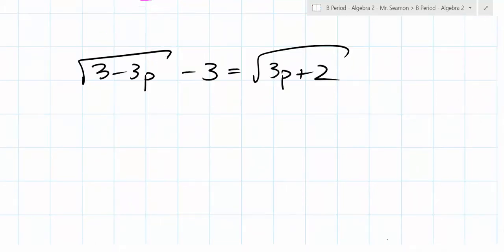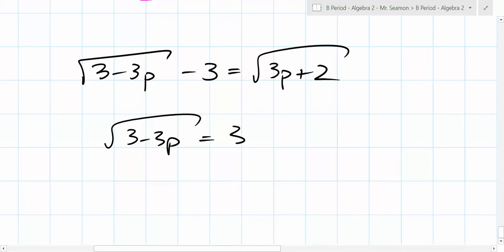This will be the last one we do. What do you do first? You could square. You could add 3. The only reason you'd put 3 on the other side would be to get rid of the negative. I kind of like making it positive. Personally, if this was me, I would do this: 3 minus 3p is equal to 3 plus this. It's the same exact thing. I would do it just to get rid of the negative. That's all I would do.